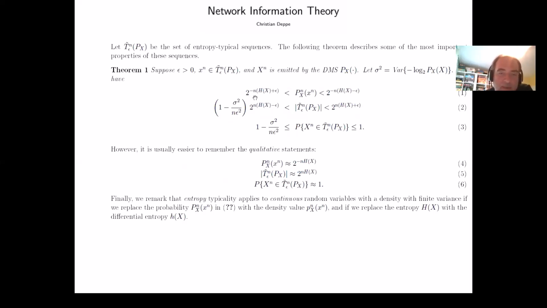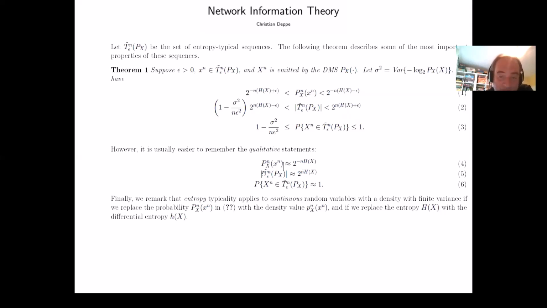We made some examples in the lecture last time, and also in the tutorial you make some examples. The main result we get then is Theorem 1. So let T_epsilon^n(p_X) with a tilde denote the set of entropy typical sequences. Then we get the following result. The probability of an entropy typical sequence is approximately 2 to the minus n H(X). So all typical sequences have approximately the same probability.